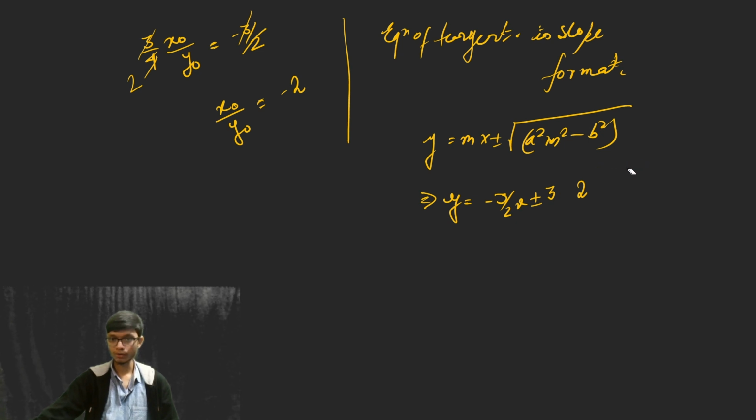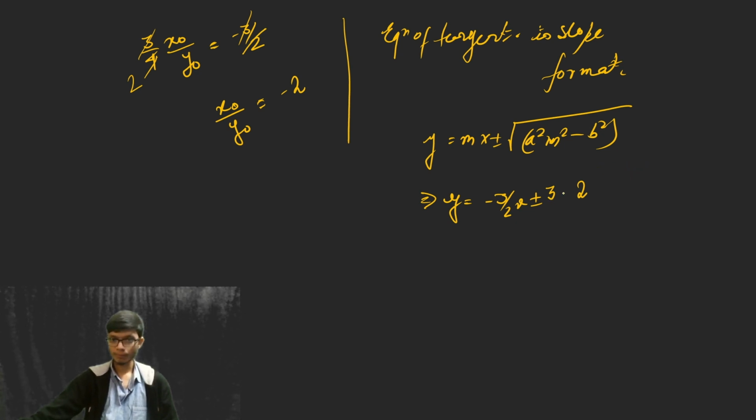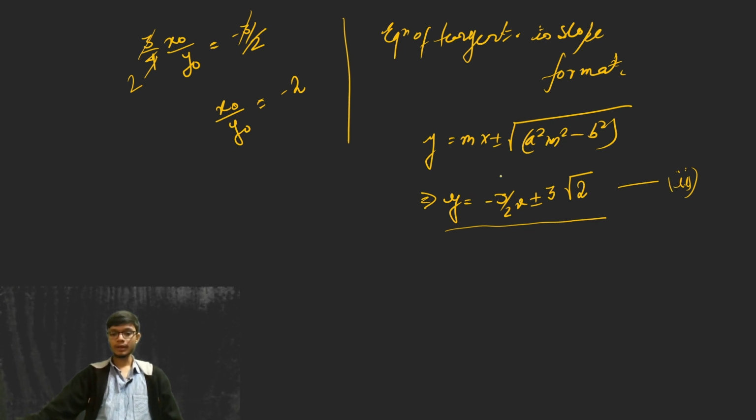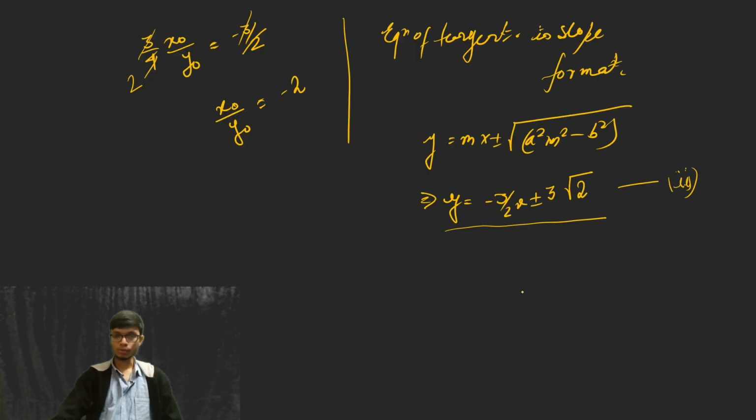You can solve this on your own. So 3√2 will be the result. And I have 3√2 as the other form of the tangent. Since this is the tangent at point P, let me write it as equation number 2, because the tangent at point P is also equation number 1 and also equation number 2. That means on comparing equation 1 and 2, what will I get?